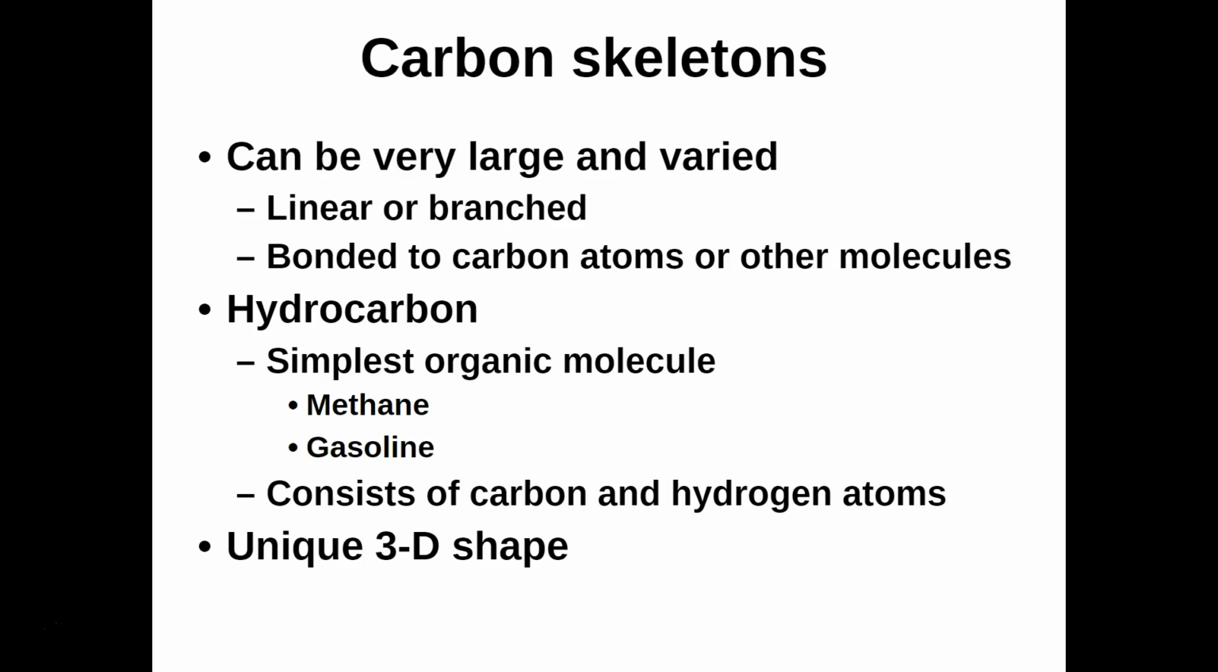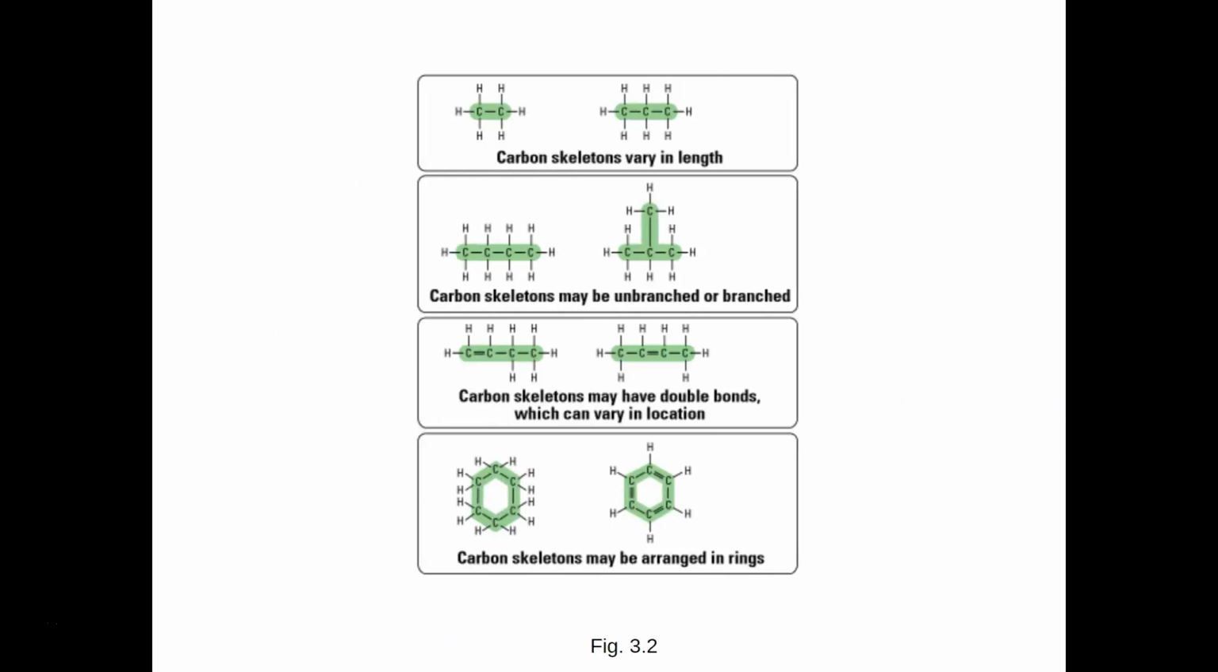The reason for that is because it is able to form 4 bonds, and it does form those 4 bonds very frequently. It can also form double bonds, and those double bonds can be in different locations. It can also form rings, and what kind of shape your carbon skeleton forms is going to determine its properties. It's going to determine the way that carbon skeleton behaves. And they call them carbon skeletons because they kind of look like skeletons.